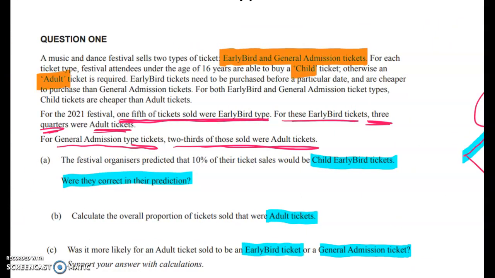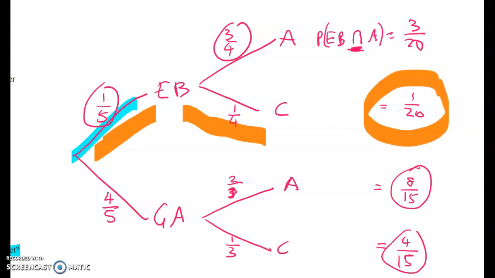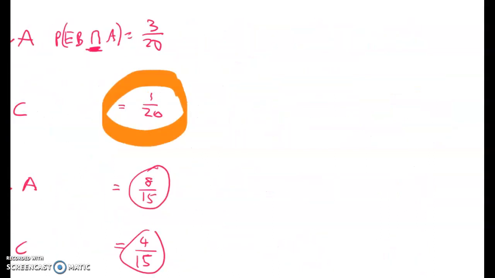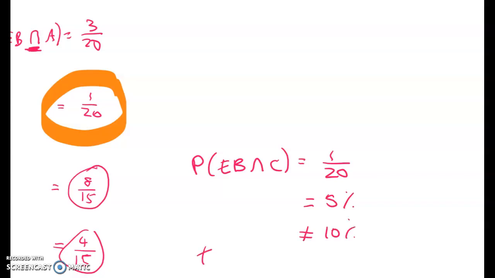Okay, the festival organisers predicted that 10% of ticket sales would be child early bird tickets. Were they correct in their prediction? So child and early bird is here, early bird and child, so it's this number here, 1/20th, which is 5%. So no, they're not right. So let's look at what we should write down to say that. Well, the probability of early bird and child is equal to 1/20th, and we've done the working for that on the tree. So that's equal to 5%, and that's not equal to 10%, so they were wrong.